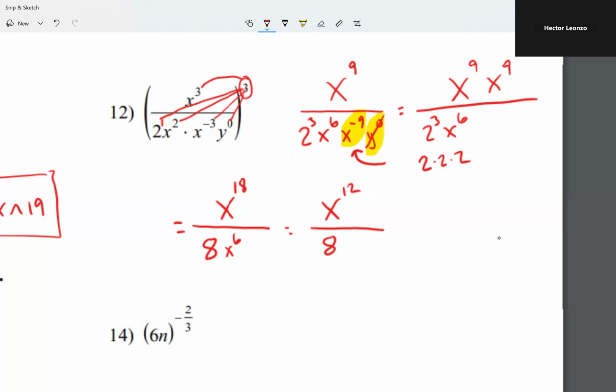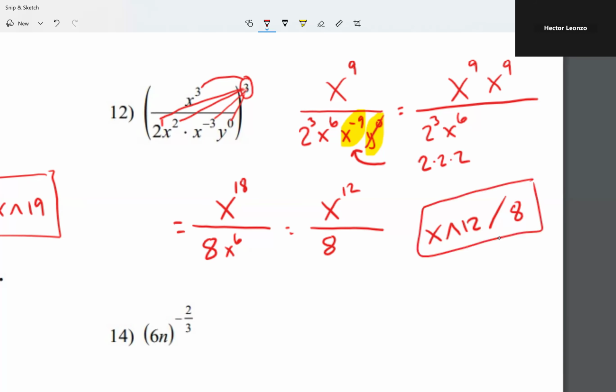So that's my answer. The way we're going to type this, I look at what's on the top of the fraction. X to the 12. And then over 8. Remember, I do my slash every time I'm going to write a fraction. Everything before the slash is what goes on top of the fraction. Everything after the slash is what goes at the bottom of the fraction.